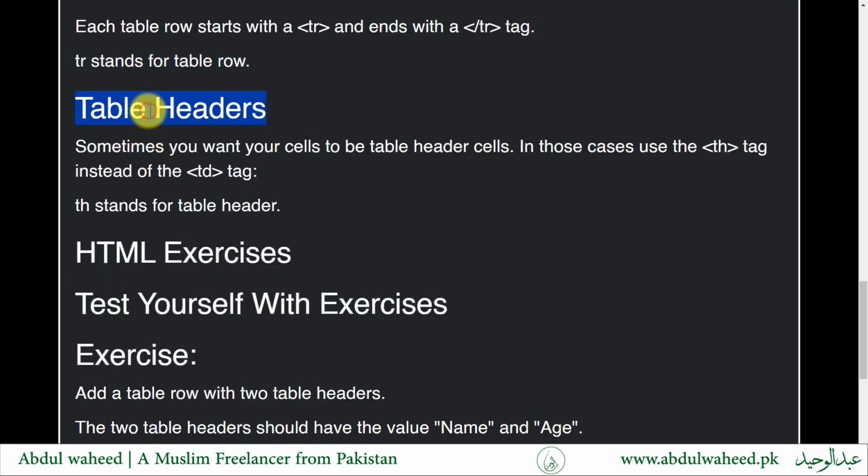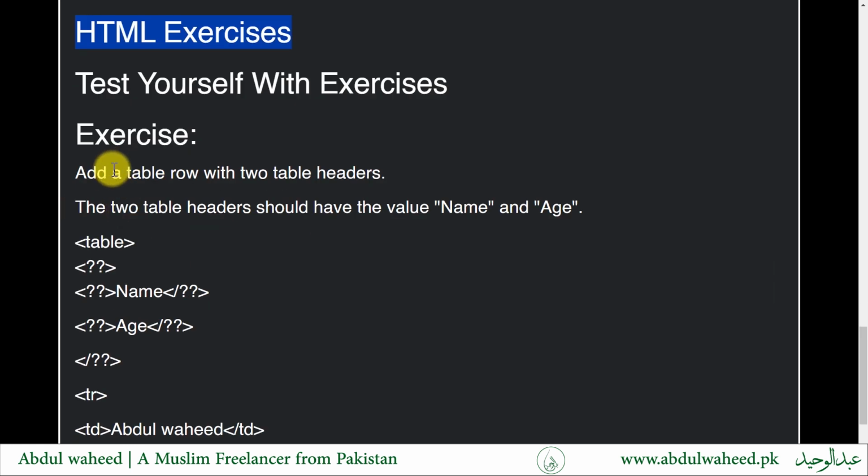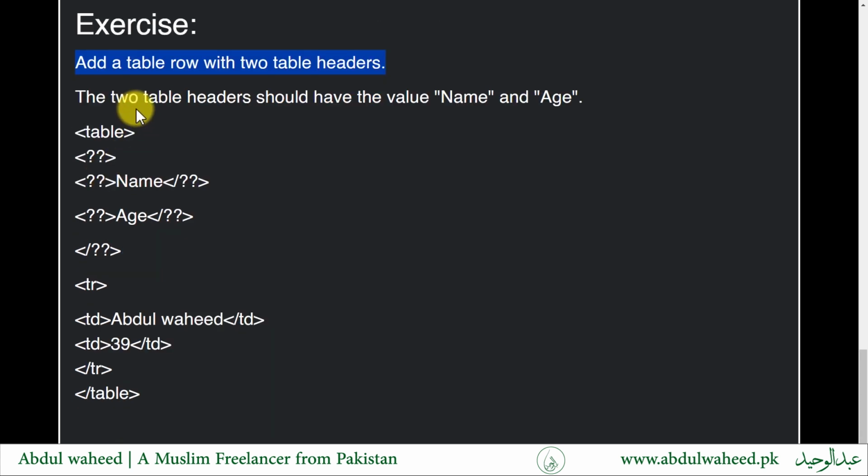Table headers. Sometimes you want your cell to be table header cells. In those cases, use the TH tag instead of the TD tag. TH stands for table headers. Now add a table row with two table headers. The two table headers should have the values name and age.